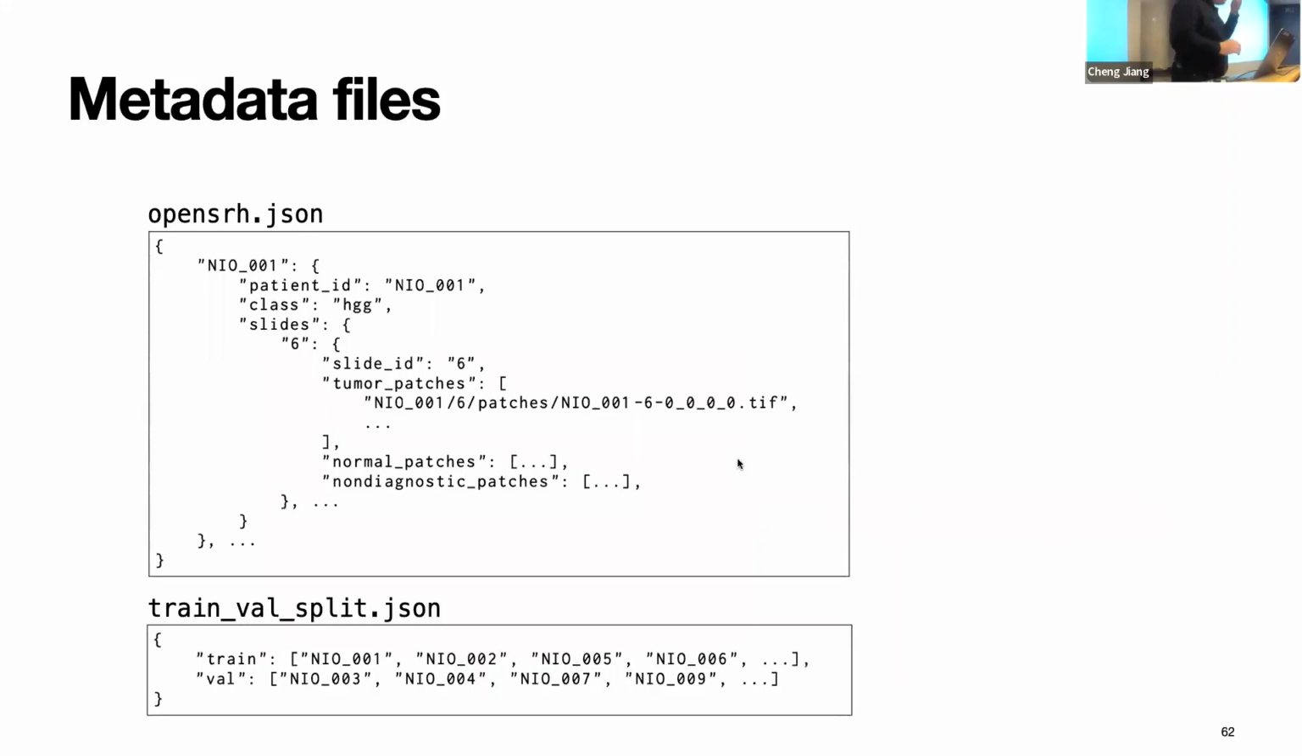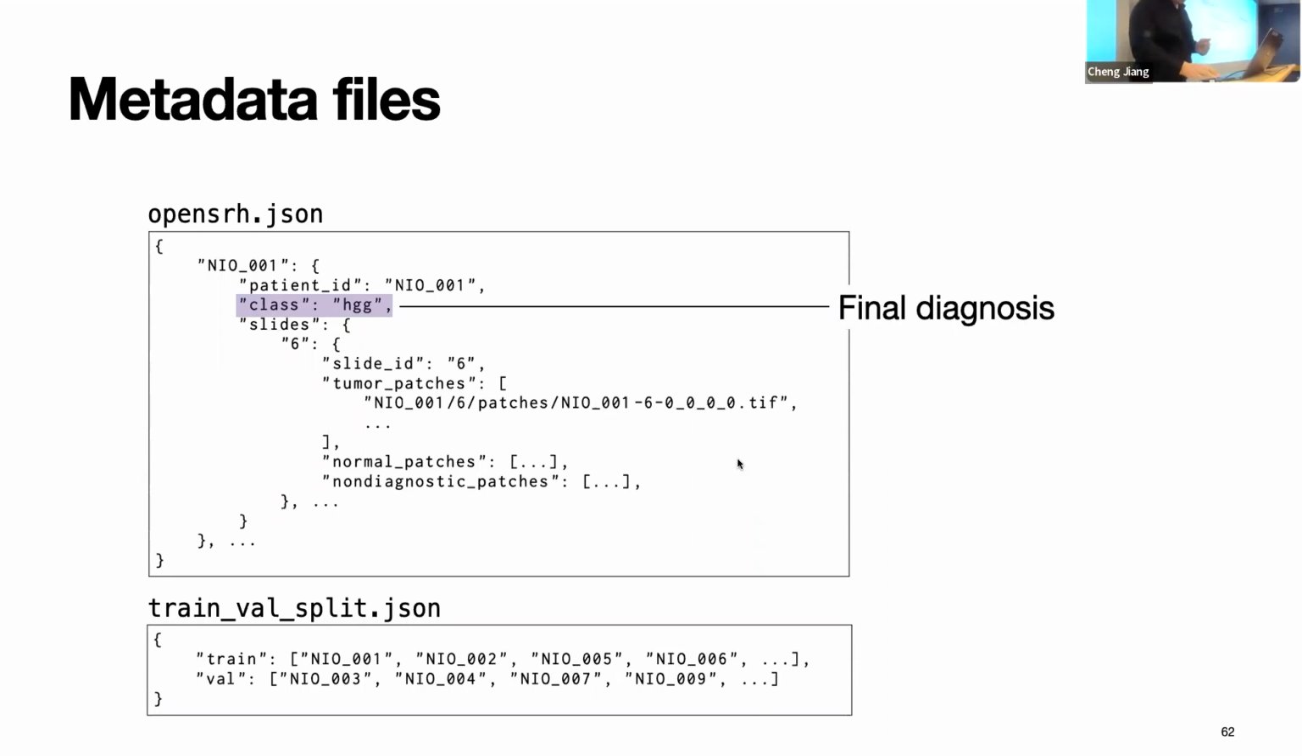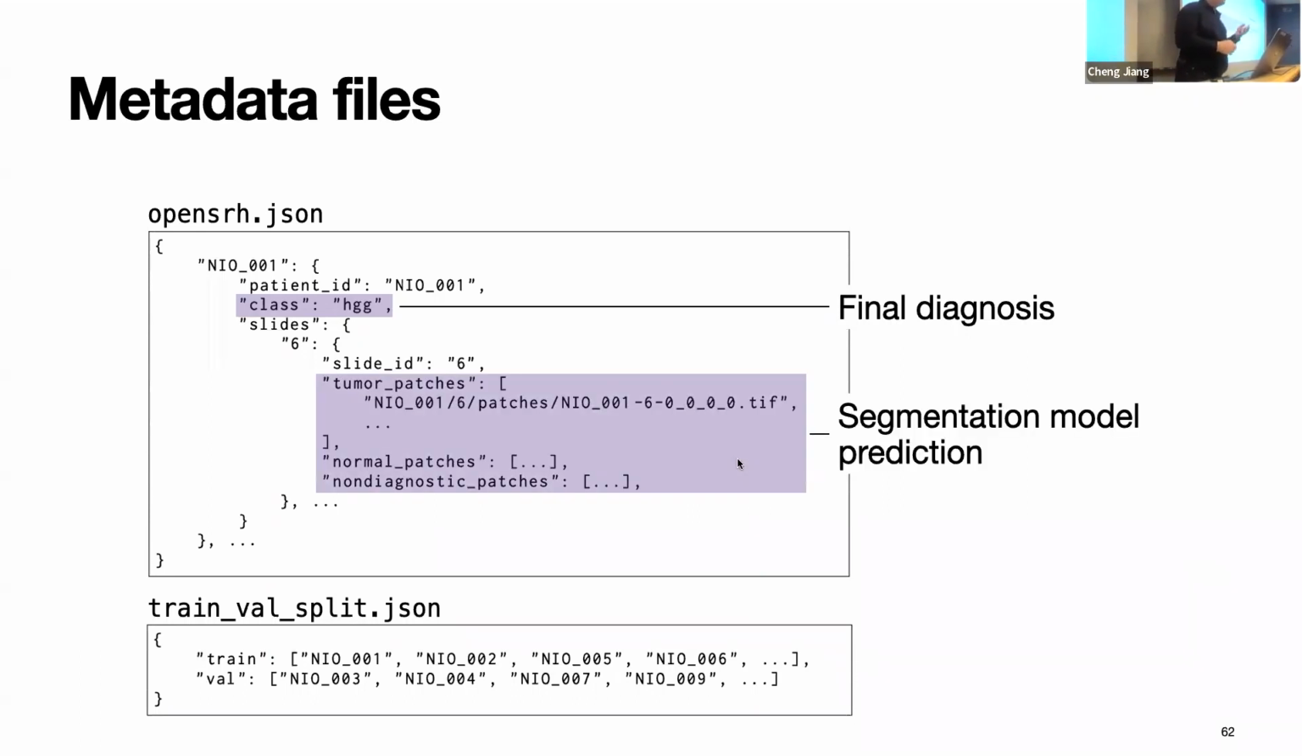Right, so in the metadata files, we released both the patient information, and we also released a train validation split. In the patient information, we released the final diagnosis, right? So high-grade or low-grade glioma, so HGG here is a high-grade glioma. And we also released the results of the segmentation model that we used for prediction. So these are patches that we determined to be tumor, normal, or non-diagnostic. So we released the predictions, and these predictions are the same ones that we used to generate the benchmarks that we have with this paper. And we also have a JSON file to signify the train validation split. This is here so that it's flexible enough so you can easily change the split if you want to, right? So this is released as part of the data set, but can be easily changed.